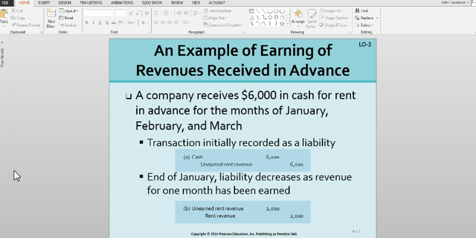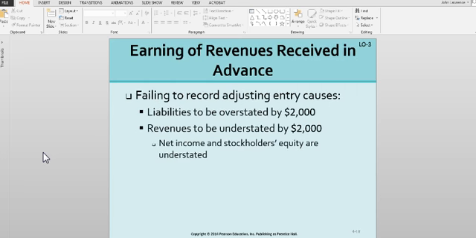At the end of January, what happens? That unearned rent revenue liability account is going to decrease by one-third, and hence $2,000. And the offsetting credit, or an increase, is your rent revenue. So you've actually had one month of rent lapse, and hence you have one month of revenue. We're going to think about that unearned rent revenue, or the deferred revenue account, the liability, decreasing by $2,000 and the rent revenue increasing by $2,000.